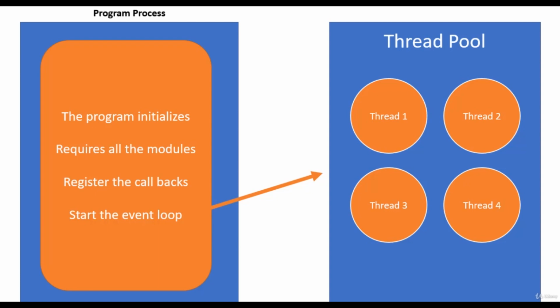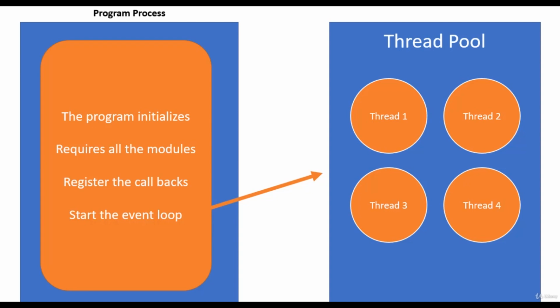I repeat it once again. We have a program process or Node.js process in which we have a single thread in which our application runs. Some steps are performed. The first step is the program initializes, then all the modules required are added to it. After that, it will register all the callbacks, then it starts the event loop. Now we know that most of the work is done in the event loop. It is responsible for calling all the callbacks.